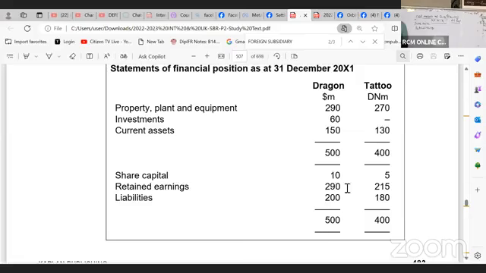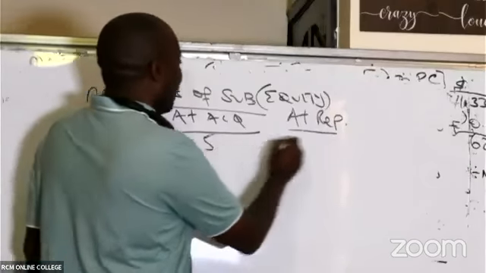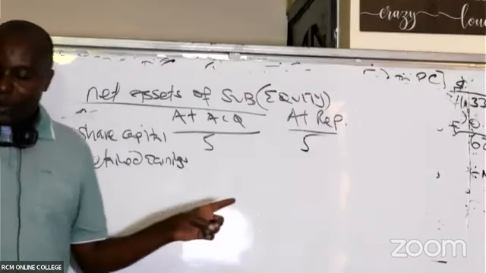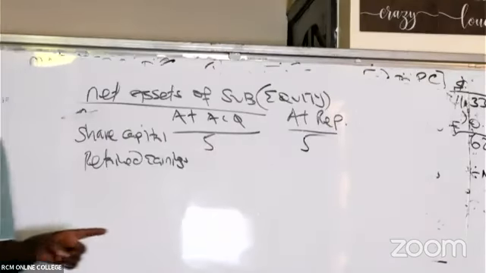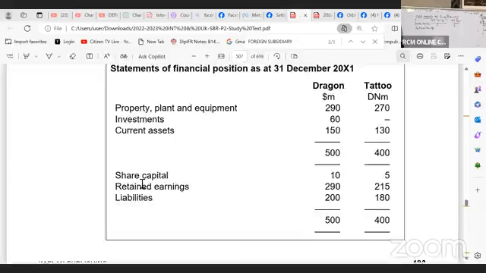So share capital of a subsidiary from acquisition all the way to reporting will be 5 and 5. This does not change. Share capital at acquisition is 5 here, 5 there. And then we have retained earnings. Retained earnings will change. So we have retained earnings at acquisition, and this one is retained earnings as at the balance sheet date, retained earnings at reporting.